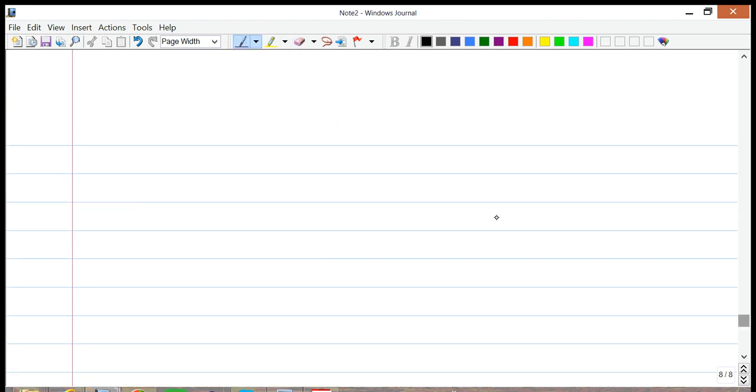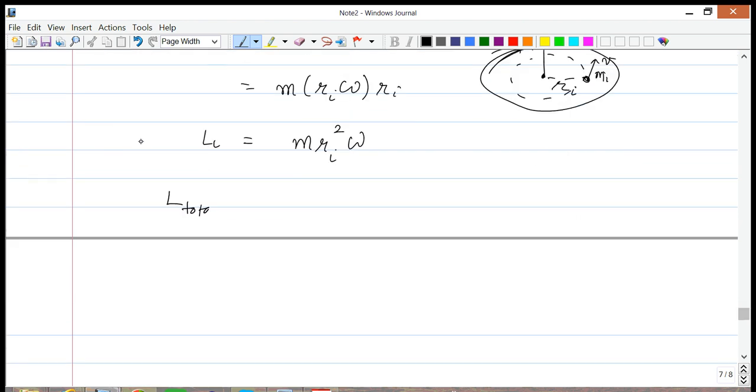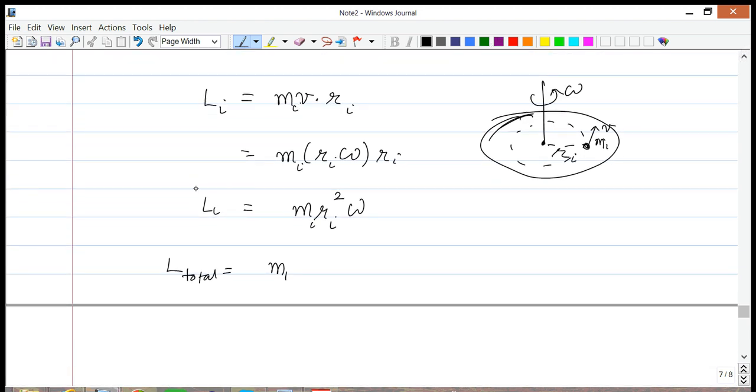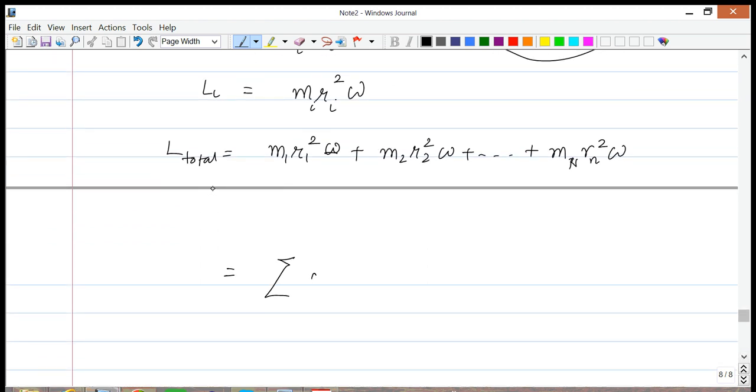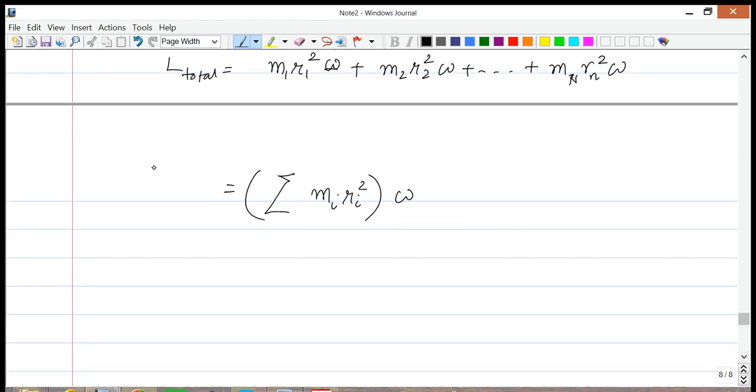So when we find the total for all the particles, L total for this object will be equal to, for some particle mass mi, m1 r1 squared times omega plus m2 r2 squared times omega plus, up to the Nth particle, mN rN squared times omega. When we sum all these up, we get the summation of mi ri squared multiplied by omega. Now if you recall, this product mi ri squared is simply the moment of inertia of the object, and so L total is equal to I times omega.